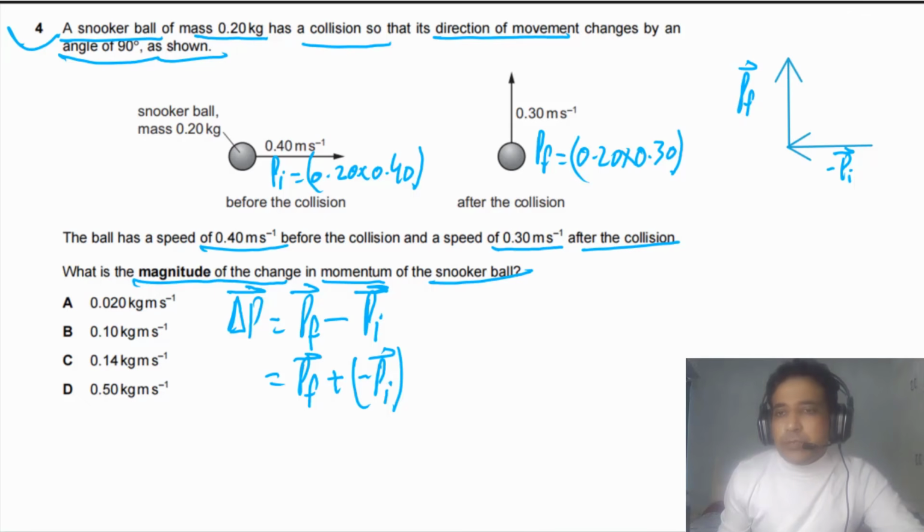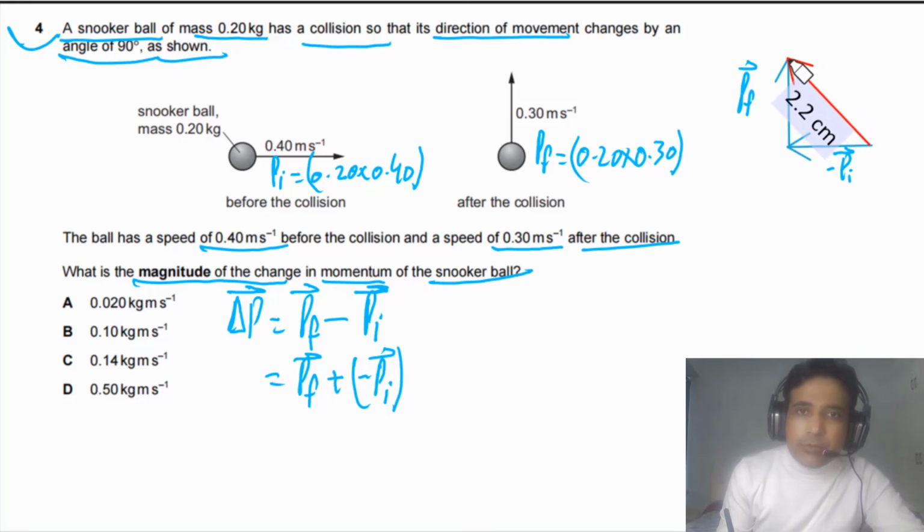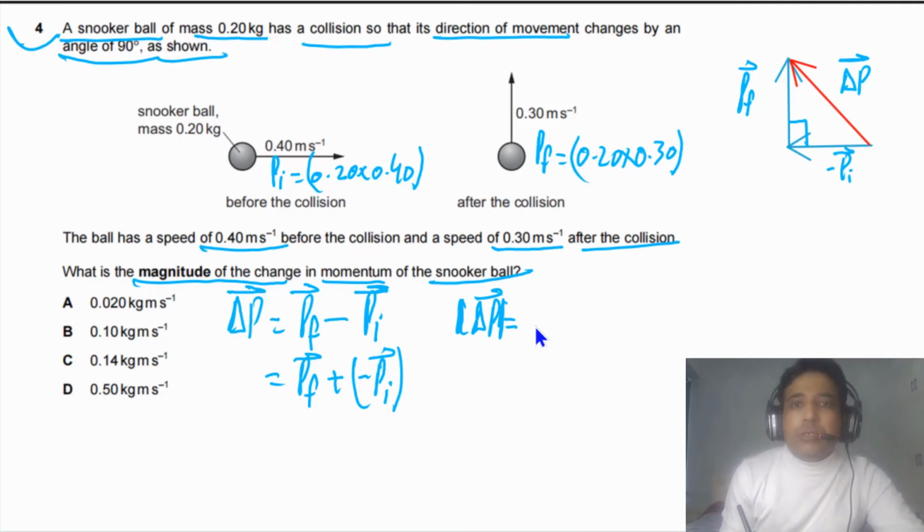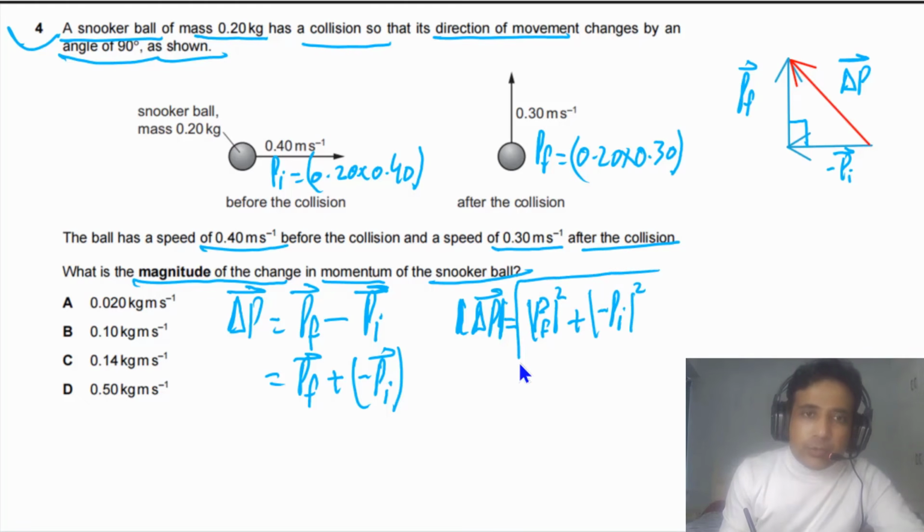Now we need to find the sum of these two vectors. So the sum of these two vectors is this one, and this is delta P. Because this is a right angle triangle, we can write delta P, and we are just interested in the magnitude. This will be equal to the magnitude of P final squared, plus the magnitude of P initial squared, and we take the root of this.